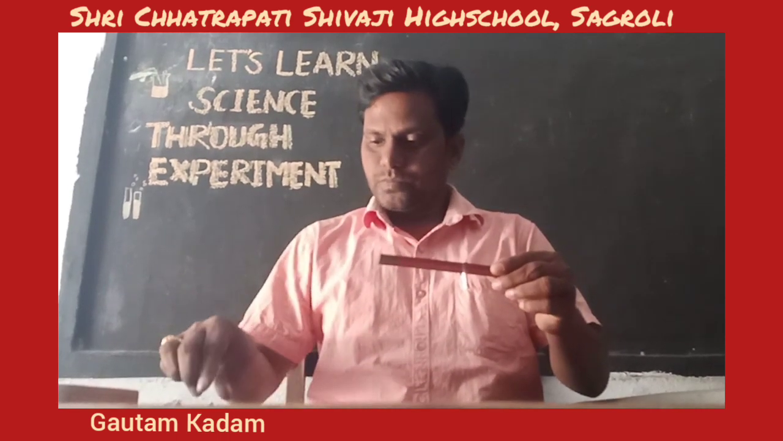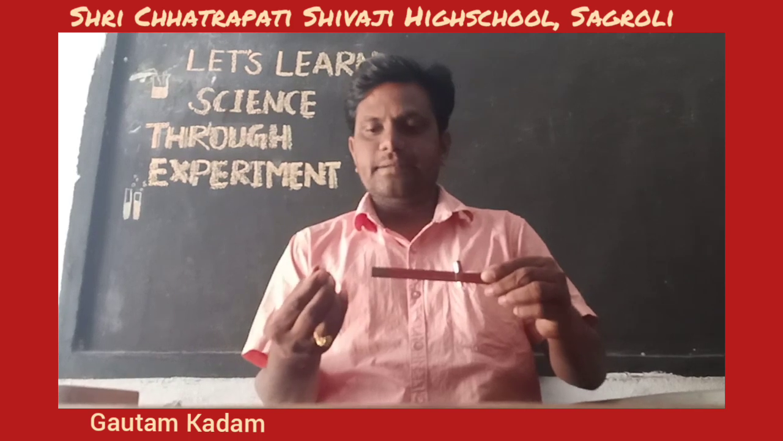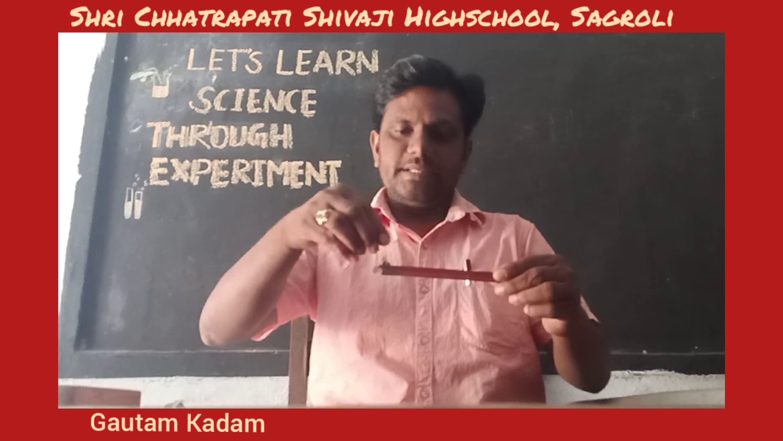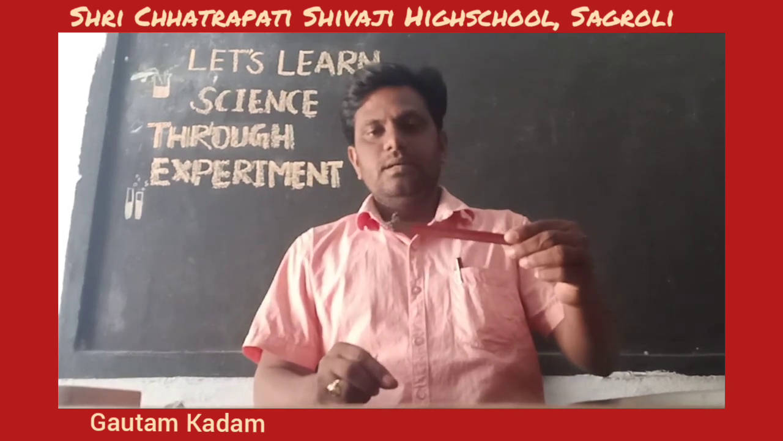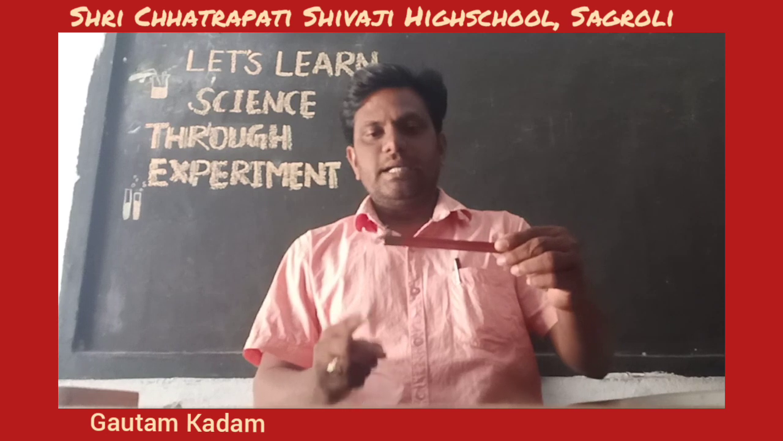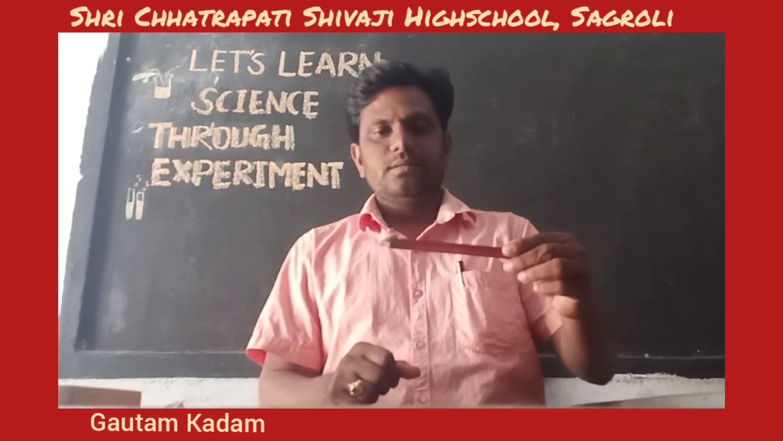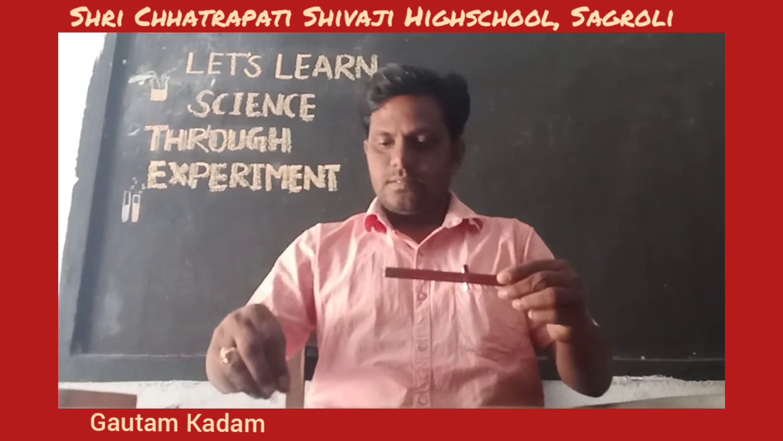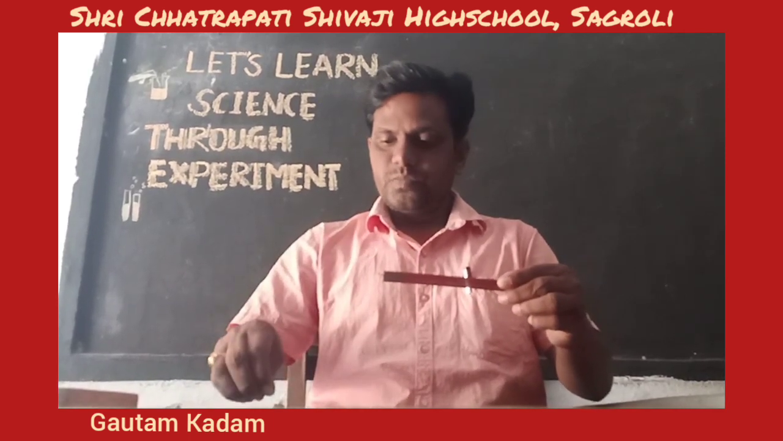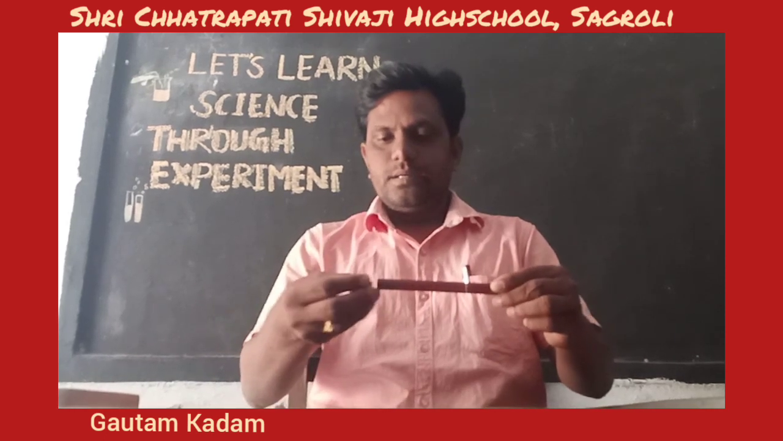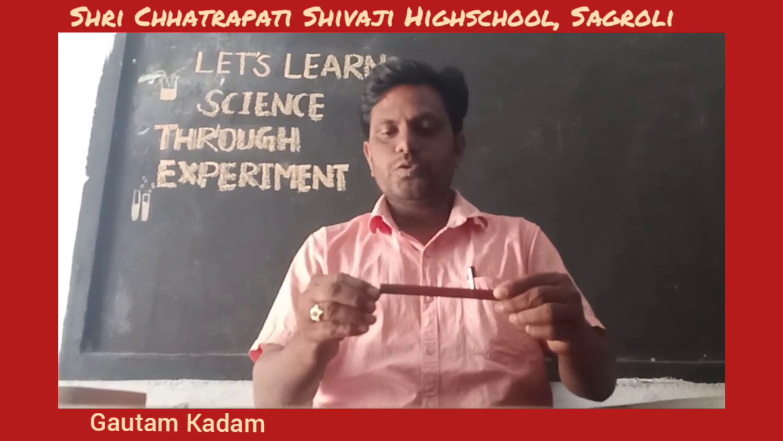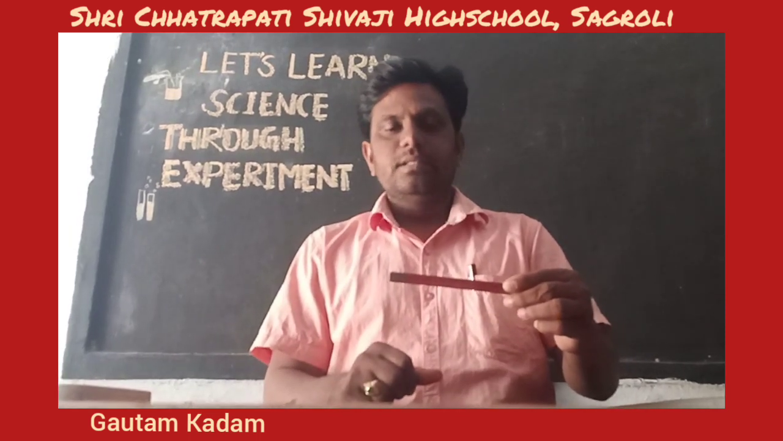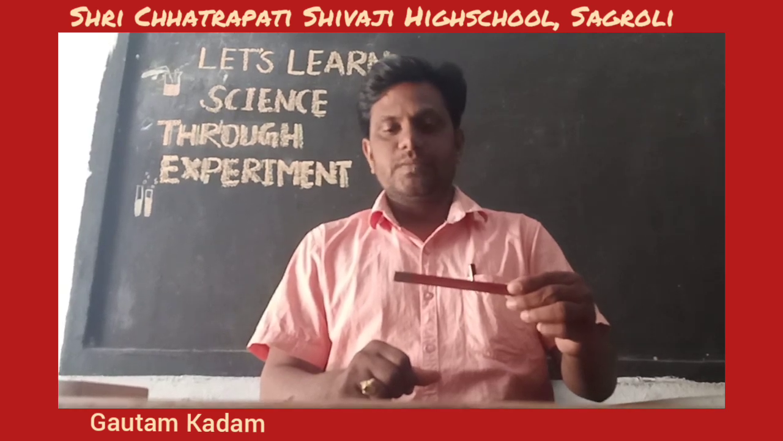Now, this is iron filings, and when iron filings are put on the bar magnet, then iron filings also attract towards the bar magnet, so that iron is the magnetic substance. So what is meant by magnetic substance? Those substances which are attracted towards the magnet, they are called as magnetic substances.